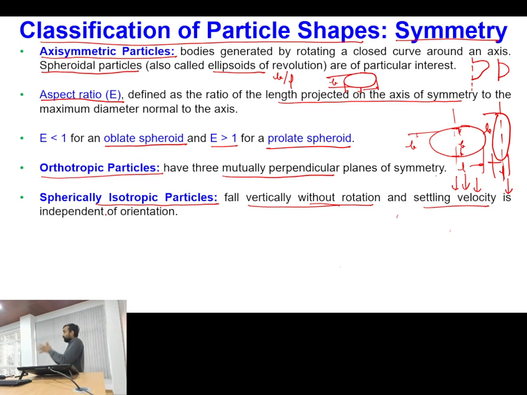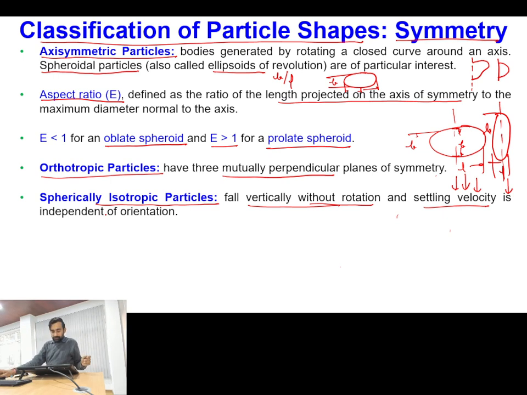So if you have, say, a uniform flow field of the surrounding medium, and in that uniform flow field some particle is settling down, then while it is settling down, it does not undergo any rotation. It means it is not changing its orientation while it is moving down. Okay. Yes, I have subsequent examples in the subsequent slide.